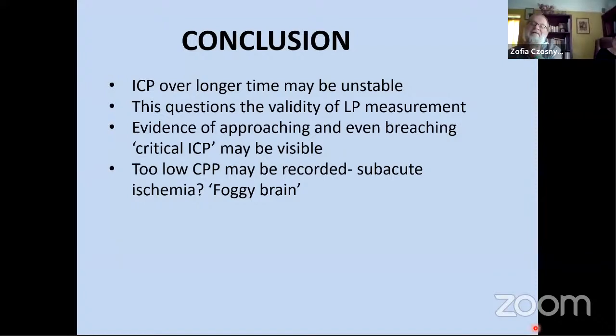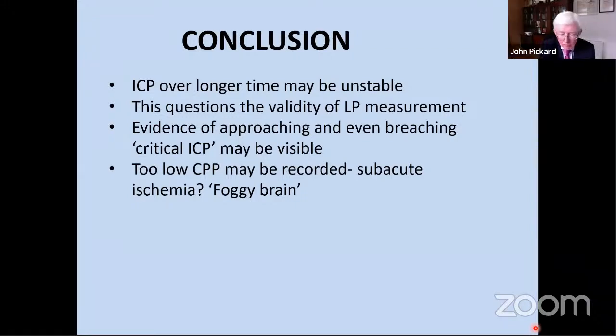I think, Prof, it is one of the points Zofia is going to talk about. So, for the sake of time, we can defer that until after her presentation.